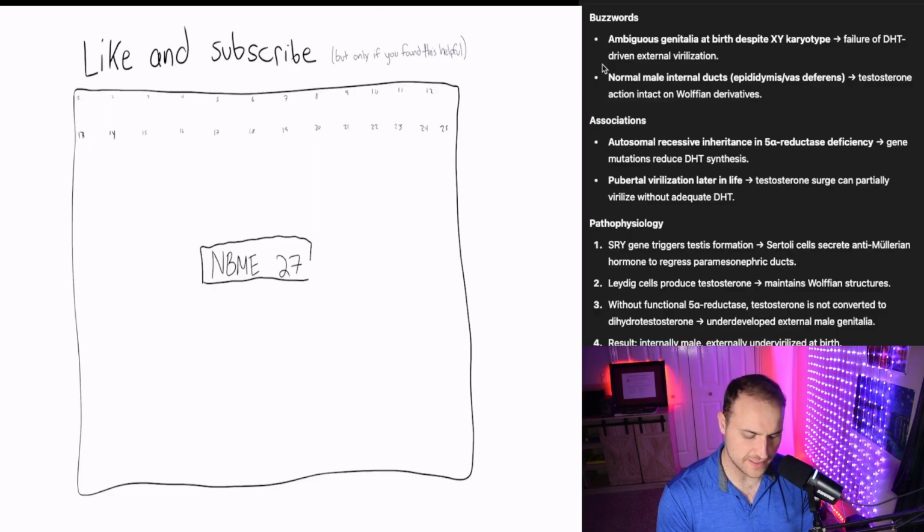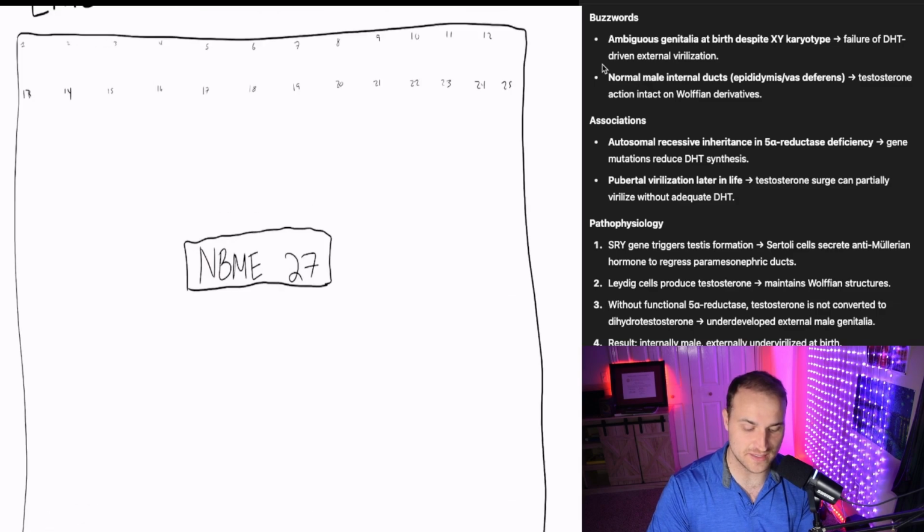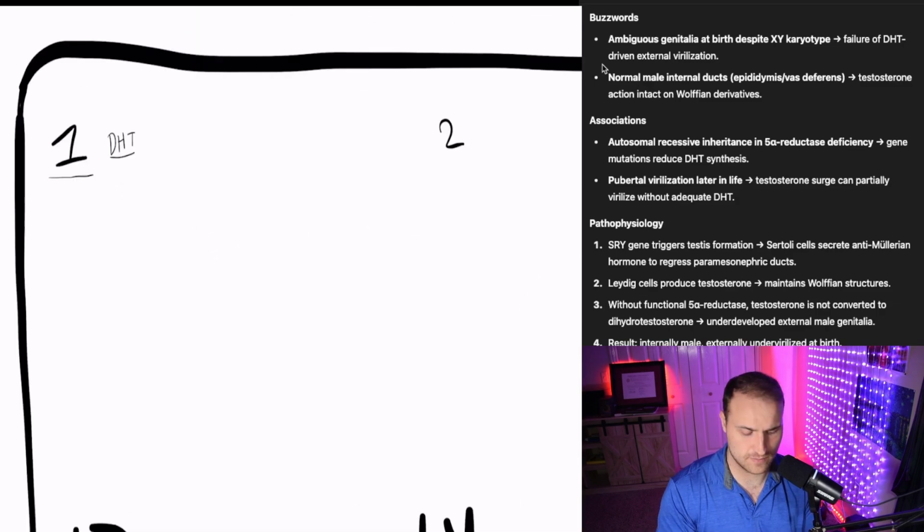By the time we finish, all of this is going to be filled up. This is everything you need to know by the time you finish NBME 27 in infinite scroll style, but we're going to start with DHT and 5-alpha reductase.